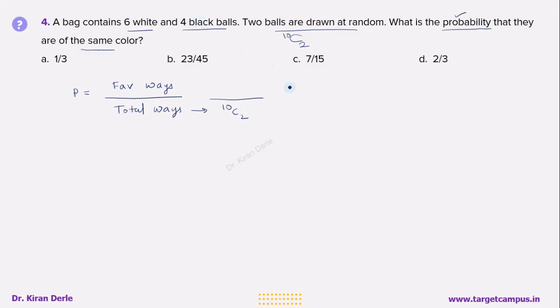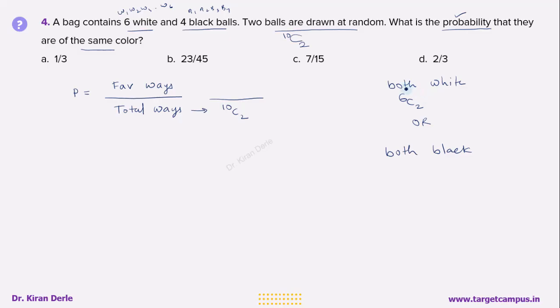So our favorable ways would be, we can have both as white, right? Or we can have both of them as black, right? Now how many ways are there such that we'll have both white colored balls, right? We have a total of 6 white balls, W1, W2, W3 up to W6, and black 1, black 2, black 3, black 4, right? So we have these 6 different white balls, right? Out of these 6 balls, we want any 2 of them.